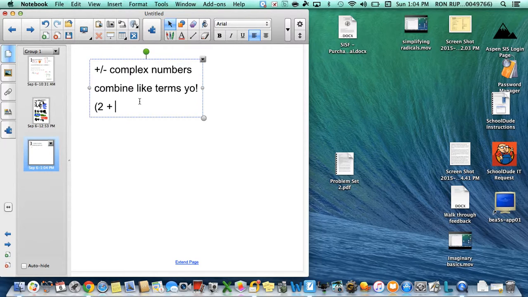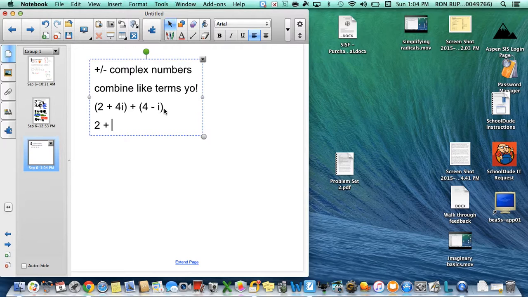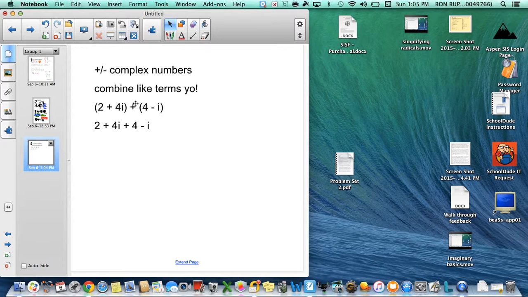2 plus 4i, that's a complex number, plus 4 minus i, also a complex number. So let's look at this. You could distribute this positive symbol if you'd like. A lot of people like to do that. So we end up with 2 plus 4i plus 4 minus i. Now we just combine like terms. I did positive 1 times 4 is positive 4, and positive 1 times negative i is negative i.